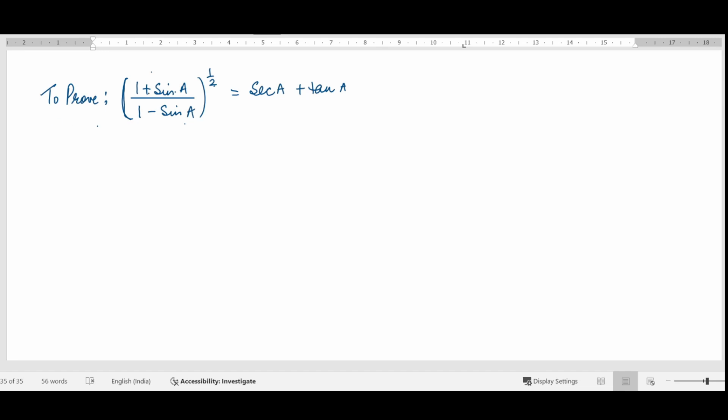To prove that (1 plus sin A upon 1 minus sin A) whole to the power 1 by 2 is equal to sec A plus tan A. So LHS is equal to (1 plus sin A upon 1 minus sin A) whole to the power 1 by 2.